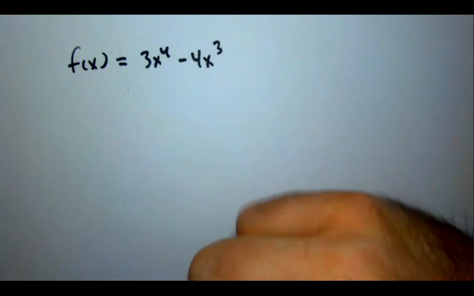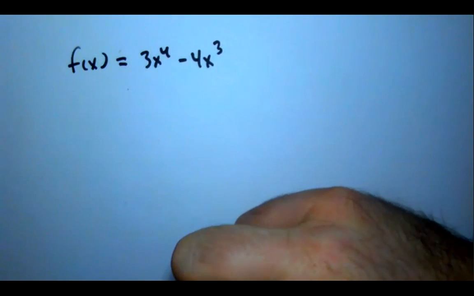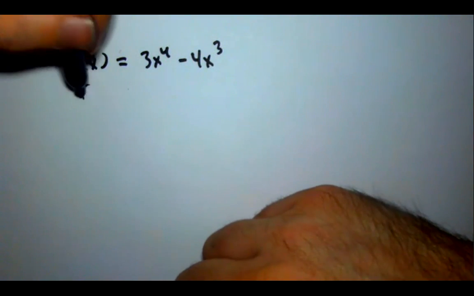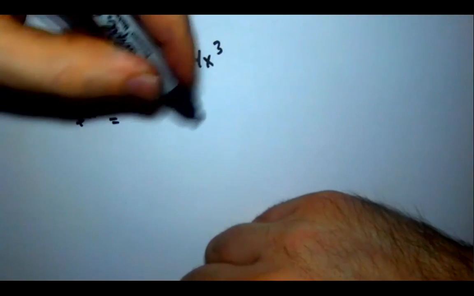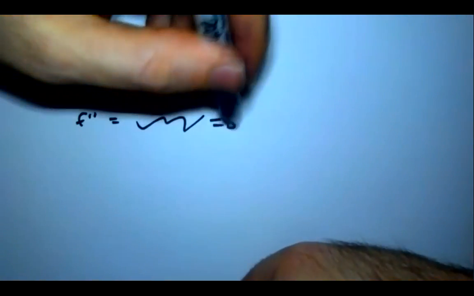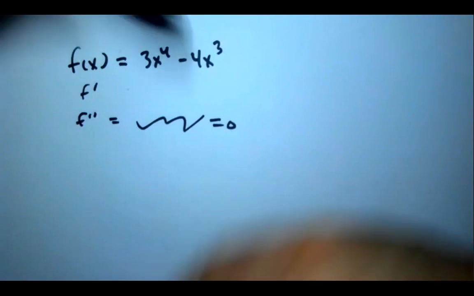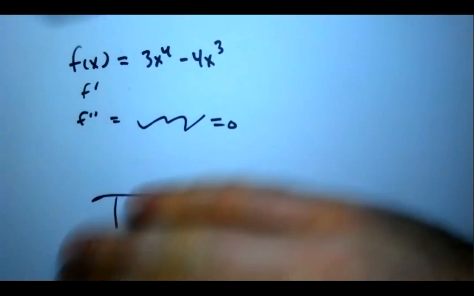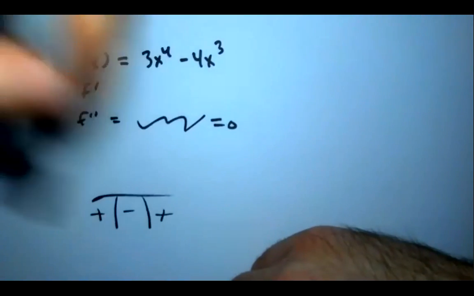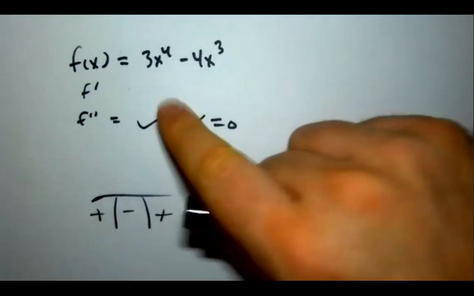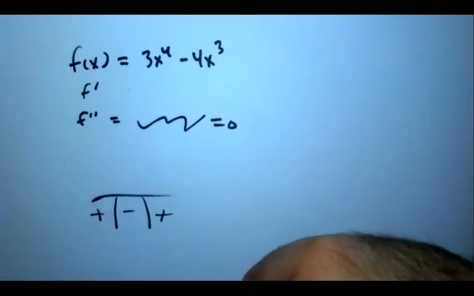If I tell you f of x is equal to 3x to the fourth minus 4x to the third, and I start telling you, okay, tell me the points of inflection stuff, tell me the concavity stuff, then that's when you get down to, all right, second derivative, set it to 0, factor stuff out, make your table, do your chart, whatever, get your answers.